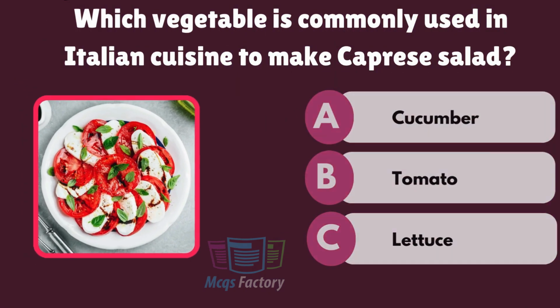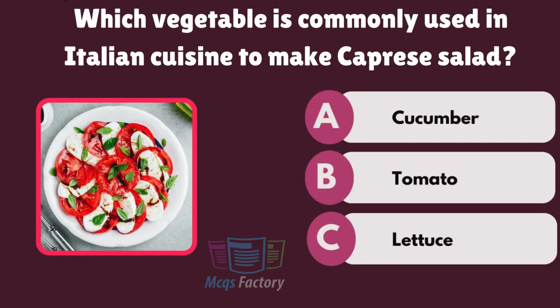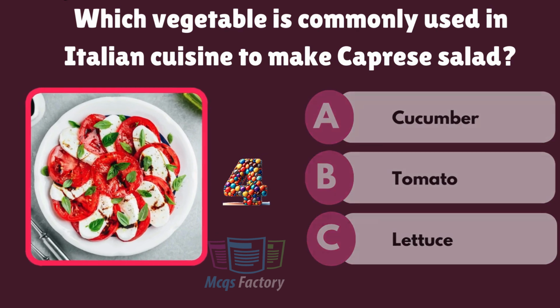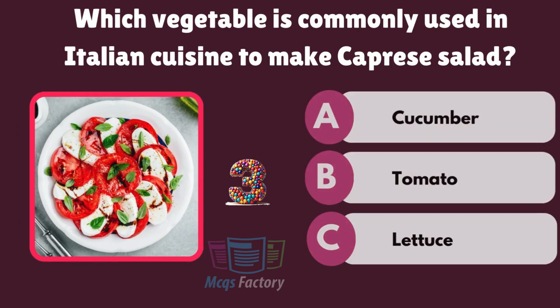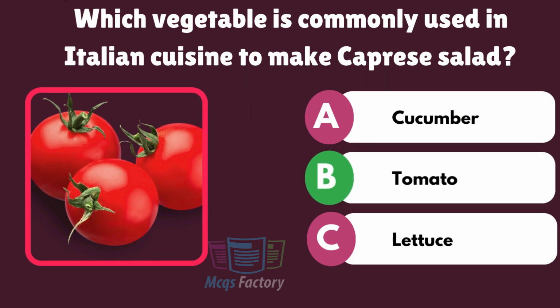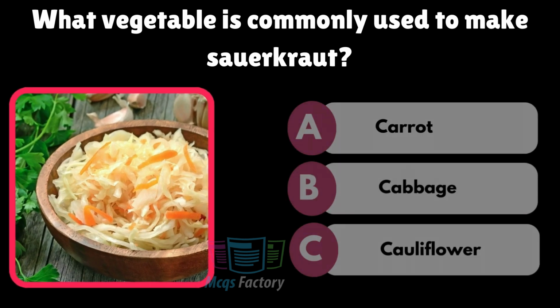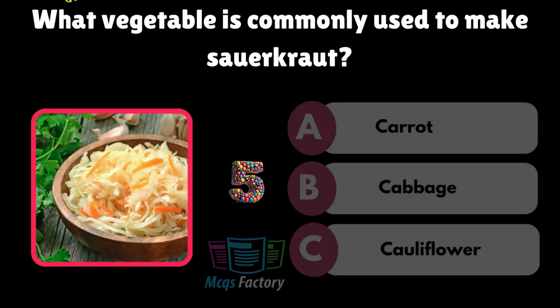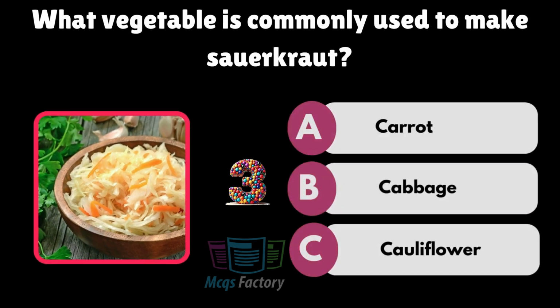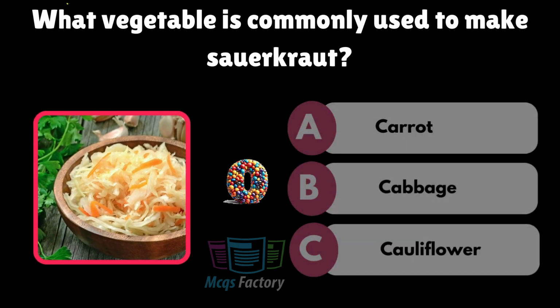Which vegetable is commonly used in Italian cuisine to make caprese salad? Cucumber, tomato, lettuce. 5, 4, 3, 2, 1. Tomato. What vegetable is commonly used to make sauerkraut? Carrot, cabbage, cauliflower. 5, 4, 3, 2, 1. Cabbage.